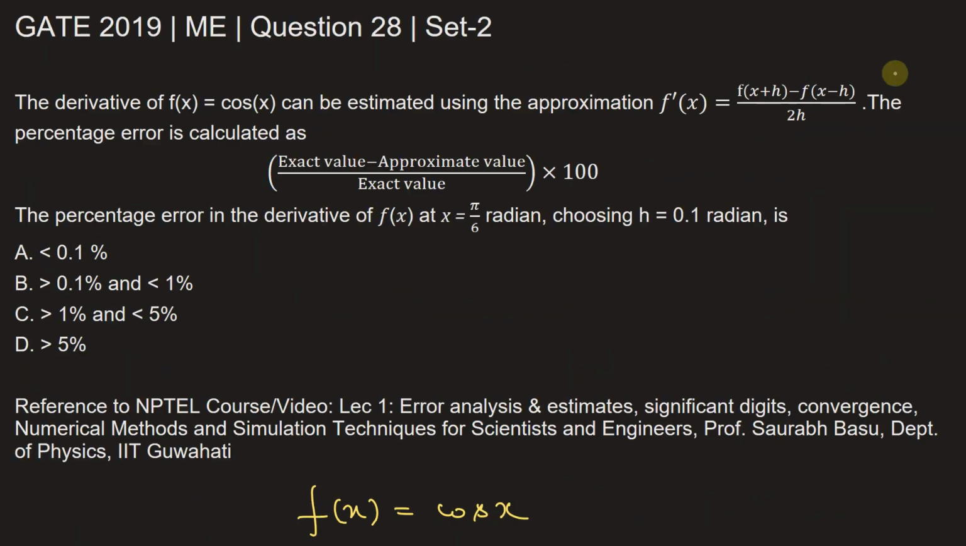Now let's match with the given options. So the percentage error that we got is 0.16%. And if we match with the options, we will see that option B, that it is greater than 0.1% and lesser than 1%. So option B is the correct answer.